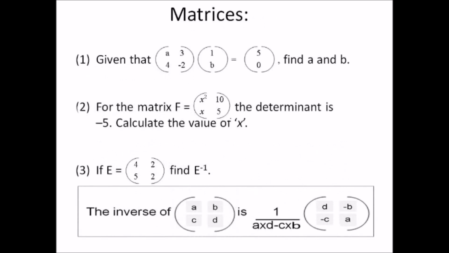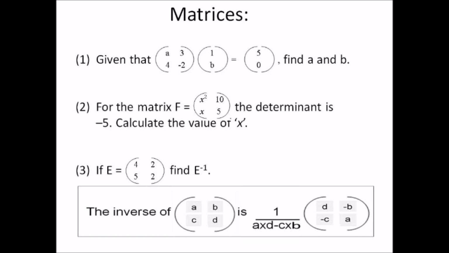And we move on to matrices. 1, given that matrix A is 3, 4, negative 2, and the matrix 1B is equal to the matrix 5, 0, find A and B. Number 2, for the matrix F is equal to x squared, 10, x, 5, the determinant is negative 5. Calculate the value of x. And for 3, if E is equal to the matrix 4, 2, 5, 2, find the inverse of E.